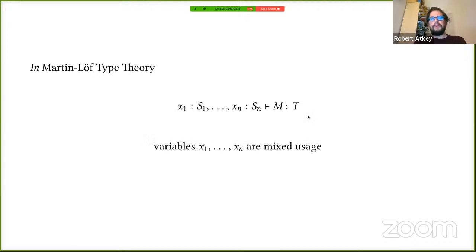These variables are mixed usage, by which I mean some of these variables in the context are only here because they're needed to make the types make sense. So they're kind of used logically. But some of the other variables are actually there because they're used computationally. So if you imagine compiling this program down, some of the variables are not actually needed. They're never used at runtime by the program. They only appear in the types.